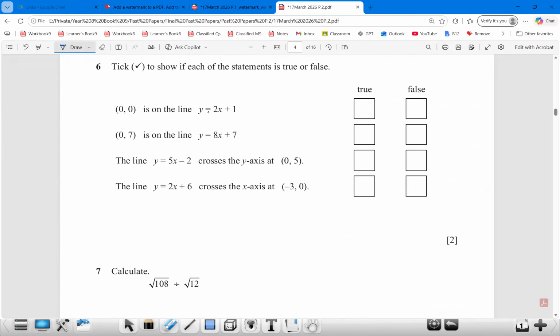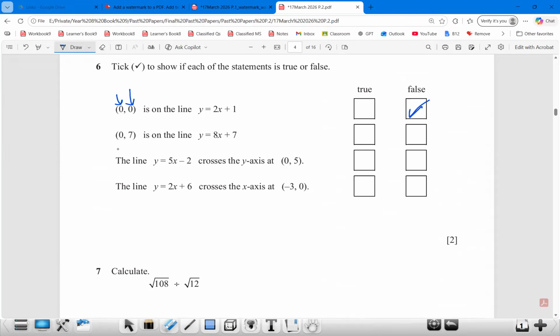This one over here is on the line y equals 2x plus 1. Well, you got two things actually. If you noticed 0, 0 means that the y-intercept is 0. Is the y-intercept 0? No, mister, it's 1. So it's false. They said tick, true or false. All right, then there's another way. What is it? If x is 0, will y be also 0? Let's try it. If x is 0, 2 times 0 is 0, plus 1, it is 1. So no, mister, the y was not 0.